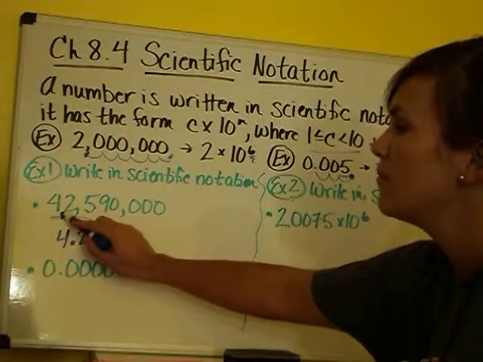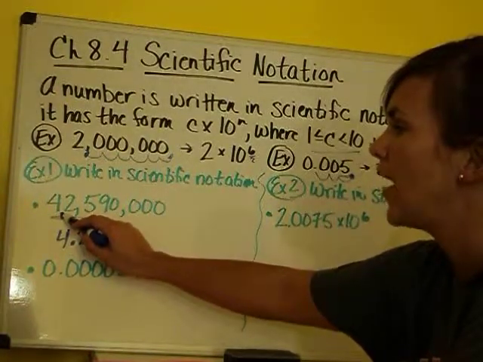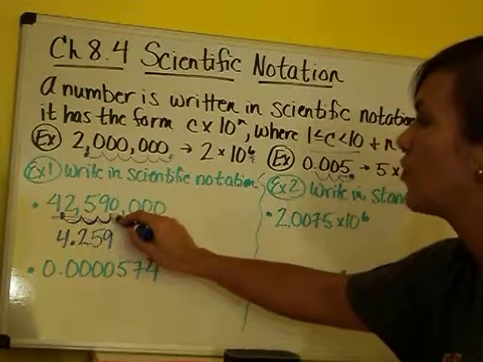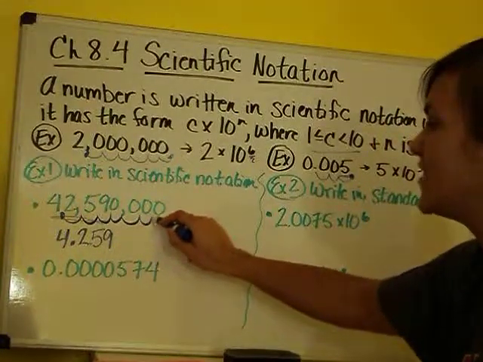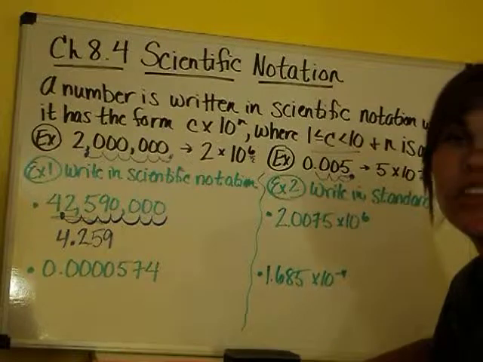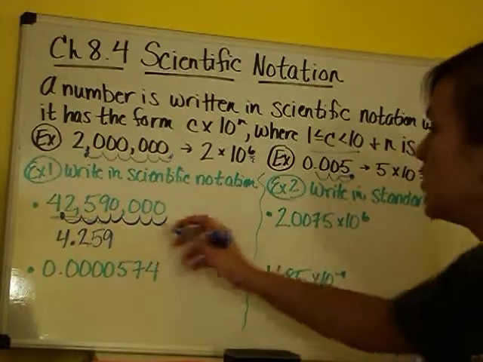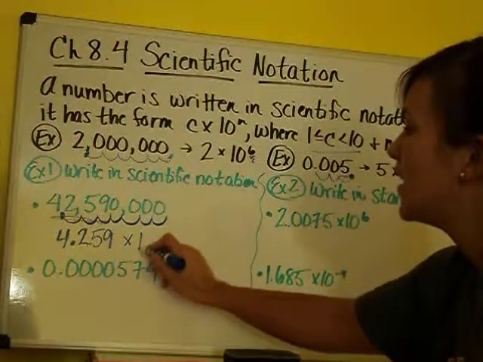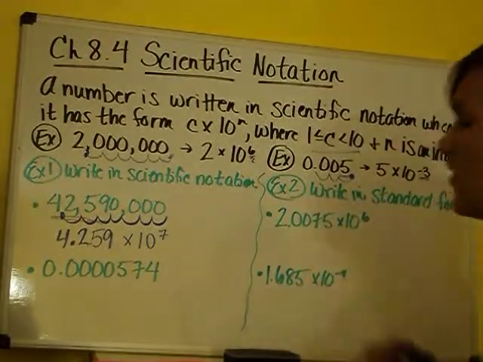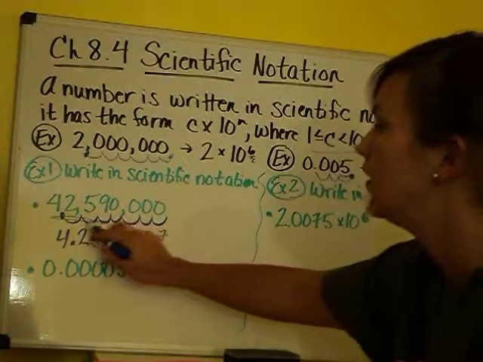Okay, so if I start with the decimal in between the 4 and the 2, I have to move 1, 2, 3, 4, 5, 6, 7 spots to the right. Right is positive, so that means I'm going to be multiplying this times 10 to the 7th power. And this would be your answer.